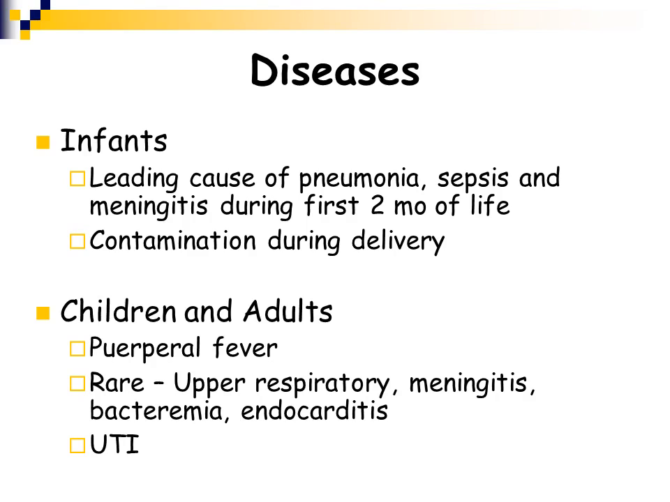In children and adults, group B strep can cause puerperal fever. It can cause respiratory infections, meningitis, bacteremia, endocarditis, and also urinary tract infections.